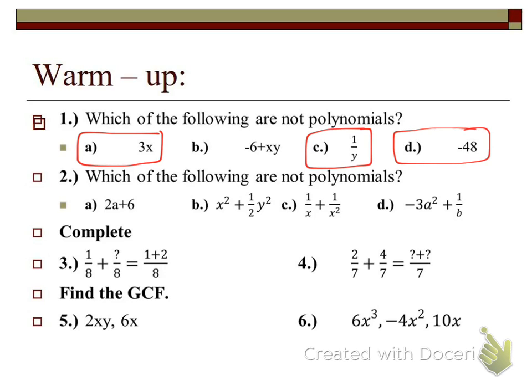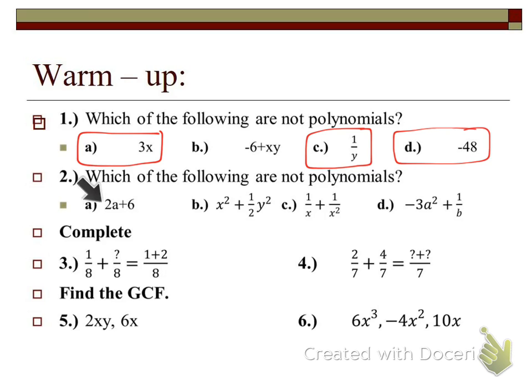All right, on number 2, which ones are not polynomials? I would say all of these technically are polynomials. They all have more than one term. None of the terms can be combined. So I would say that we shouldn't circle any on this one.